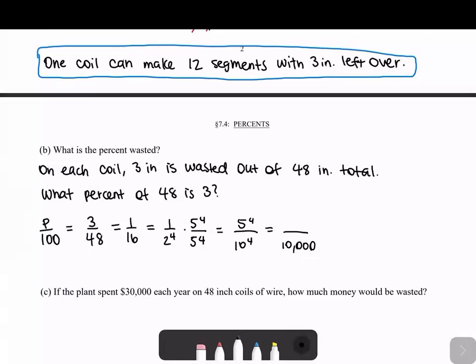So 5 to the 4th is 25 times 25. 5 times 5 is 25. Carry the 2. That's 12. 2 times 5 is 10. Carry the 1. That's 5.